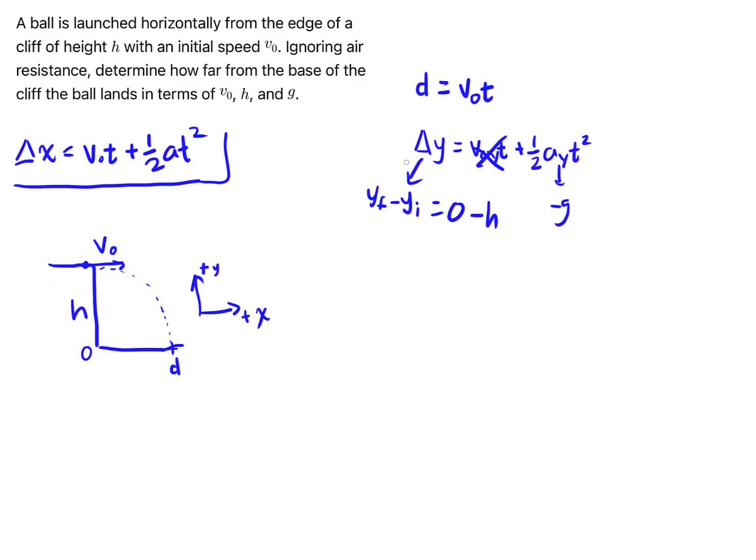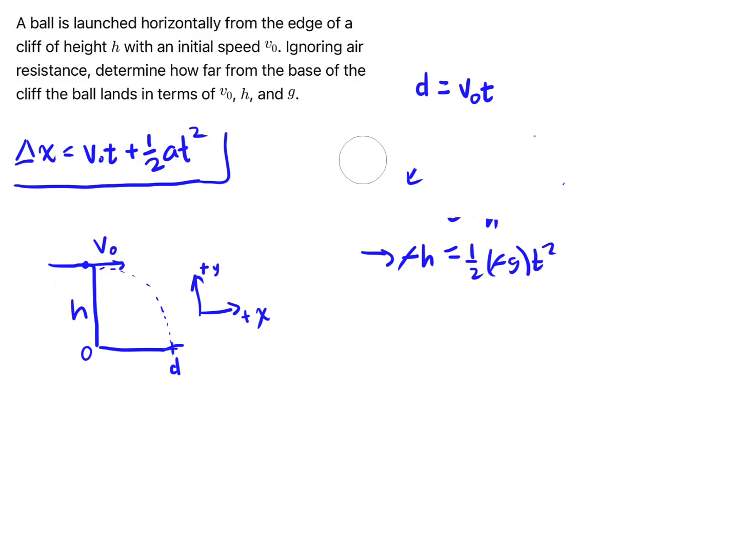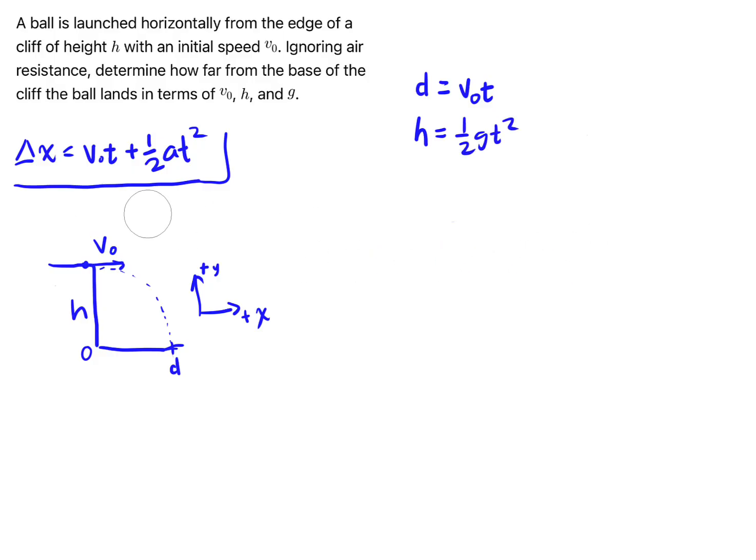So putting all of this together, we can simplify this to say that negative h is equal to 1/2 times negative g times t squared. And the negatives cancel. And so now, if I clean this up a little, our second equation is that h equals 1/2 gt squared.